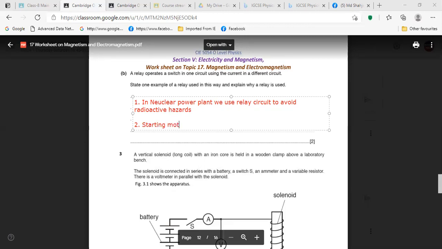starting motor of a car. We can avoid high voltage or greater thermal energy during sparking.